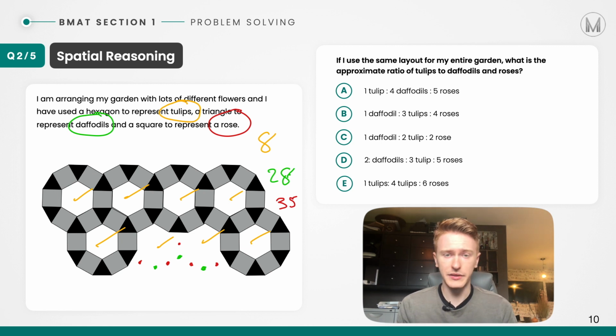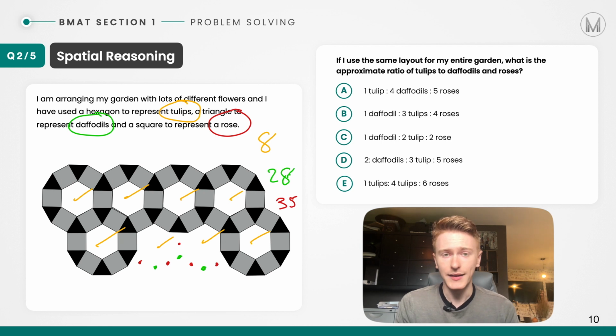So, with these numbers in mind, we can approximate the ratio. And actually, when we do this, it closely mimics answer option B, right over here. Now, this isn't perfect. Because we haven't repeated the pattern infinitely, our count will not be exactly right. So it's important to give yourself a bit of leeway.